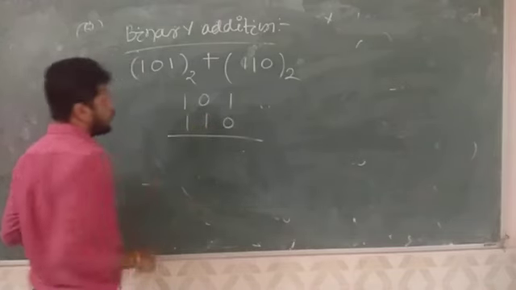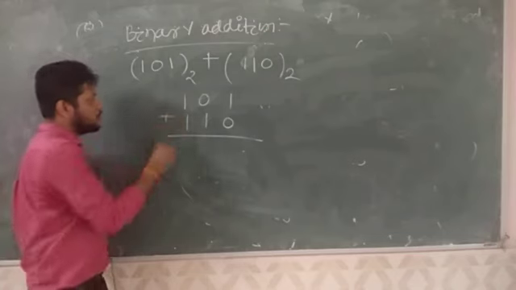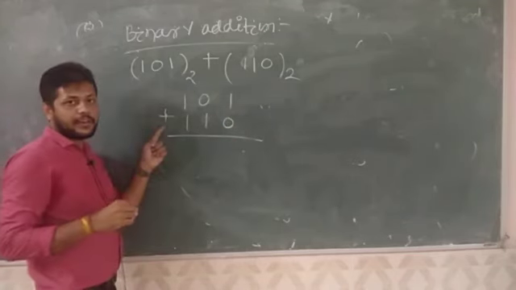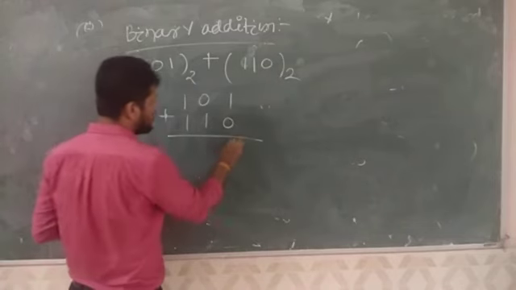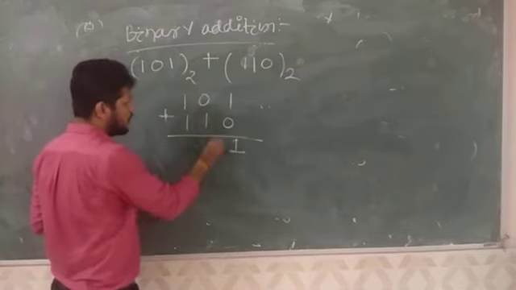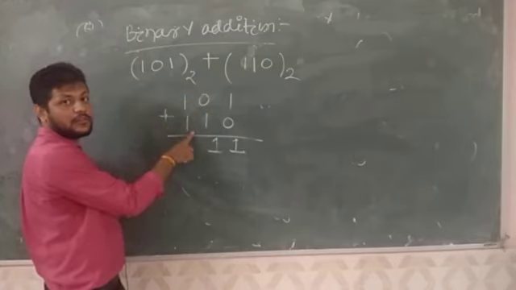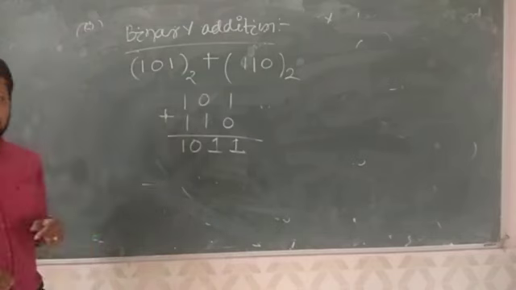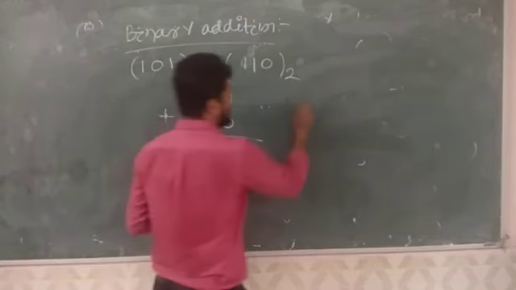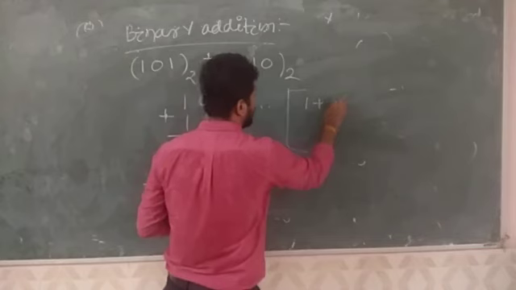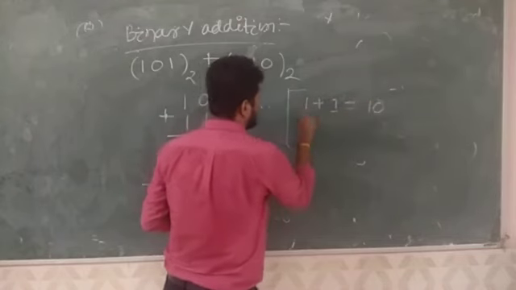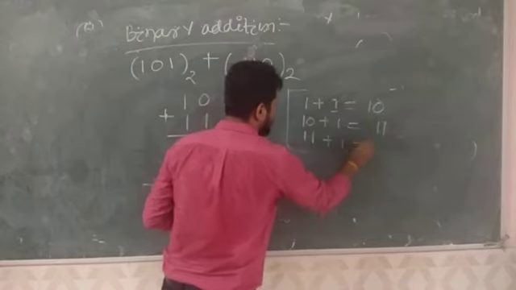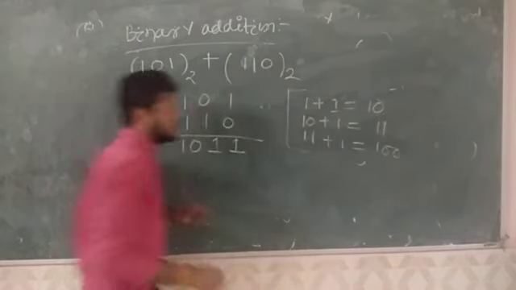101 plus 110. So 1 plus 0, remember, here plus means addition, not an OR gate. So 1 plus 0 is 1, 0 plus 1 is 1, and 1 plus 1. Remember, 1 plus 1 here is 10. In binary, 1 plus 1 is equal to 10, 10 plus 1 is 11, 11 plus 1 is 100. This you need to remember.